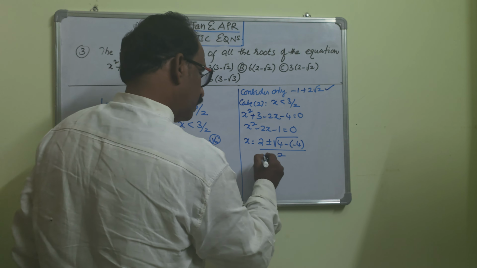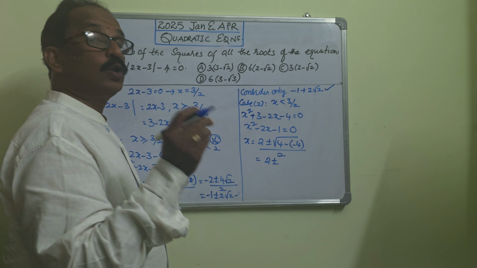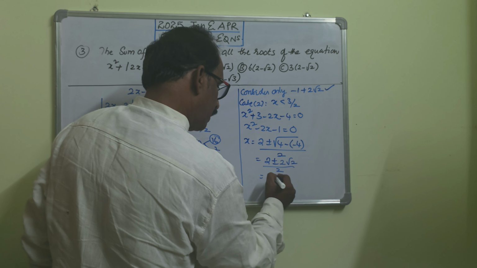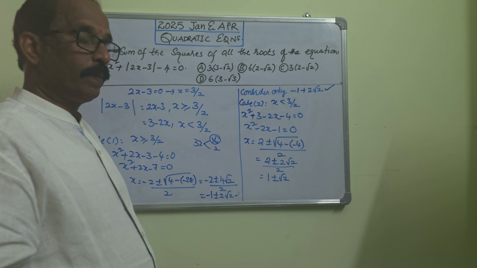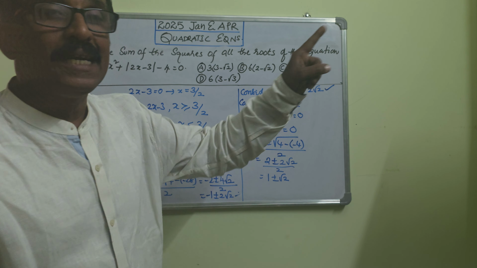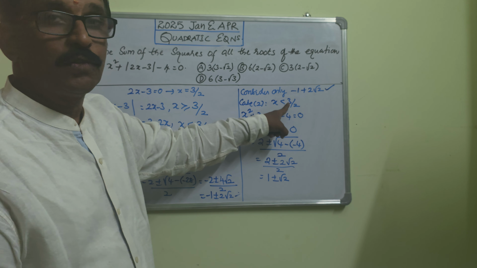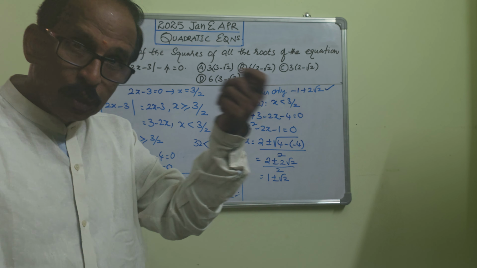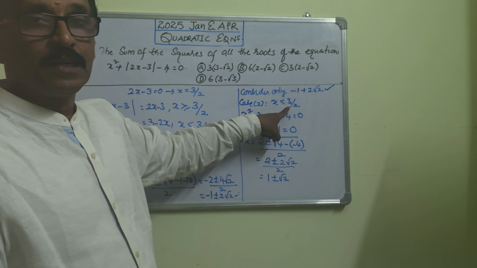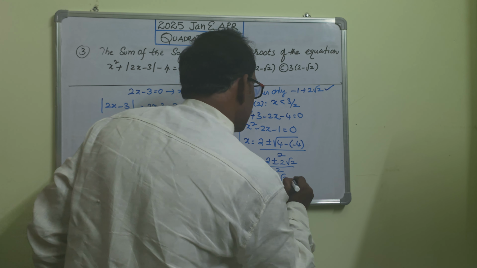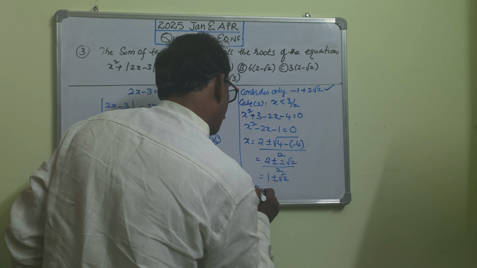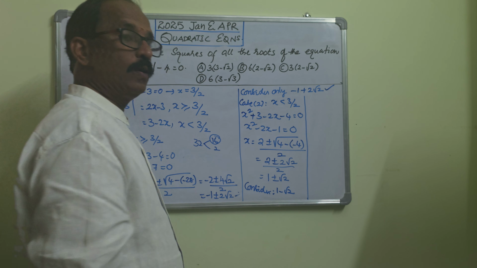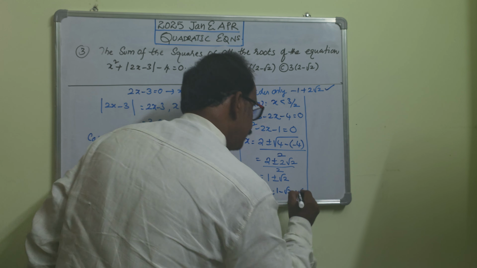Now this is 2 plus or minus root 8, means 2 root 2 by 2. Then 1 plus or minus root 2. 1 plus 1.4 is 2.4, more than this one, neglected. 1 minus 1.4 is minus 0.4, it is less than 3 by 2, so accepted. So here consider 1 minus root 2. Okay, so you are considering these two.